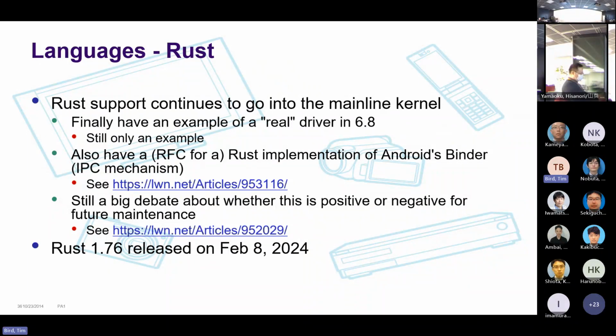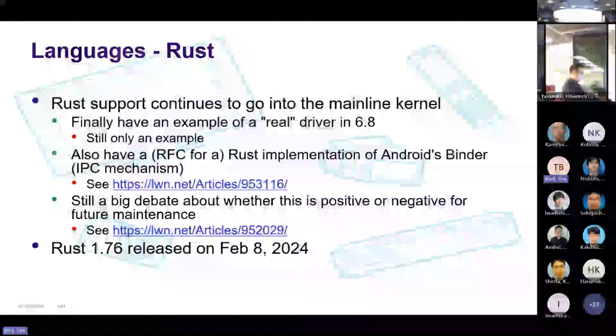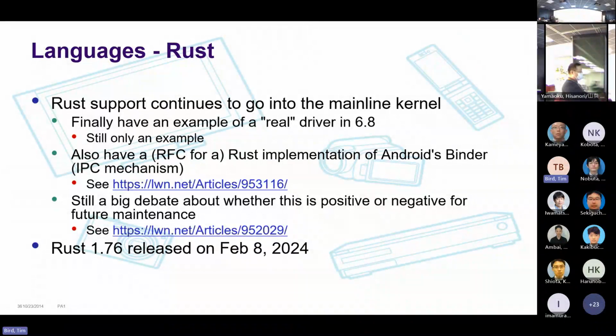And then finally, Rust 1.76 was released on February 8th. So Rust continues to develop, and we'll see what happens with the mainline kernel as more people put code in. There are some maintainers who are quite excited about the capabilities that Rust provides. So we'll see what happens.